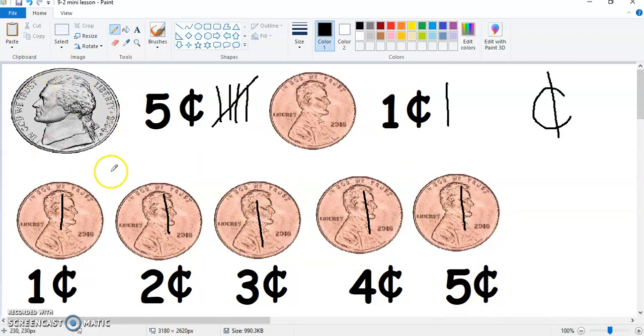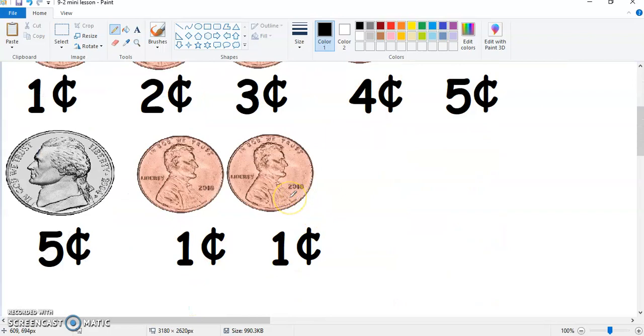If we were counting groups of nickels, we would have to count by 5s. But we're not, we're counting pennies. So we're counting by 1s. And we know that 5 pennies is the same as 1 nickel. Both of them are 5 cents. This is 5 cents and this is 5 cents.